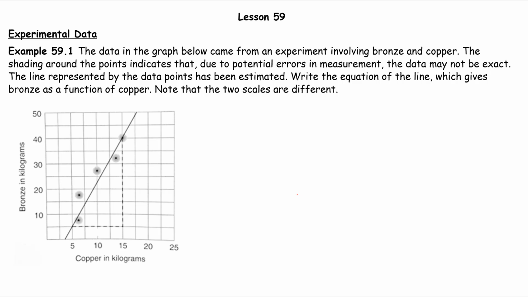So this problem is about bronze and copper. Bronze is the y-axis, copper is the x-axis. So normally you would be writing y equals mx plus b for your equation of a line. But now you're going to be writing b for bronze, where you have a y, and you're going to be writing c for copper. Now I know that C is not the actual symbol for copper.